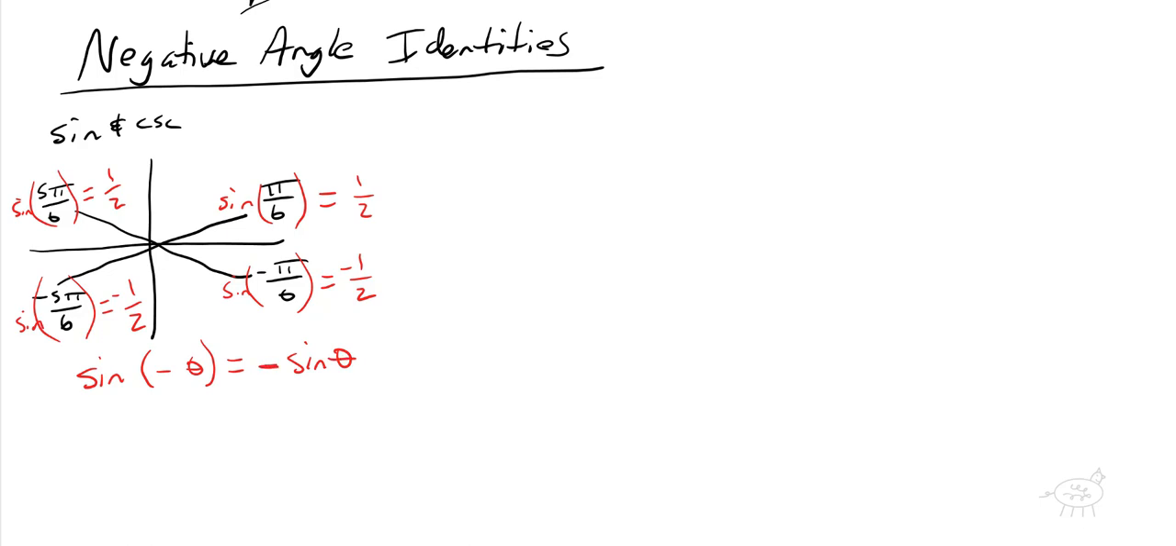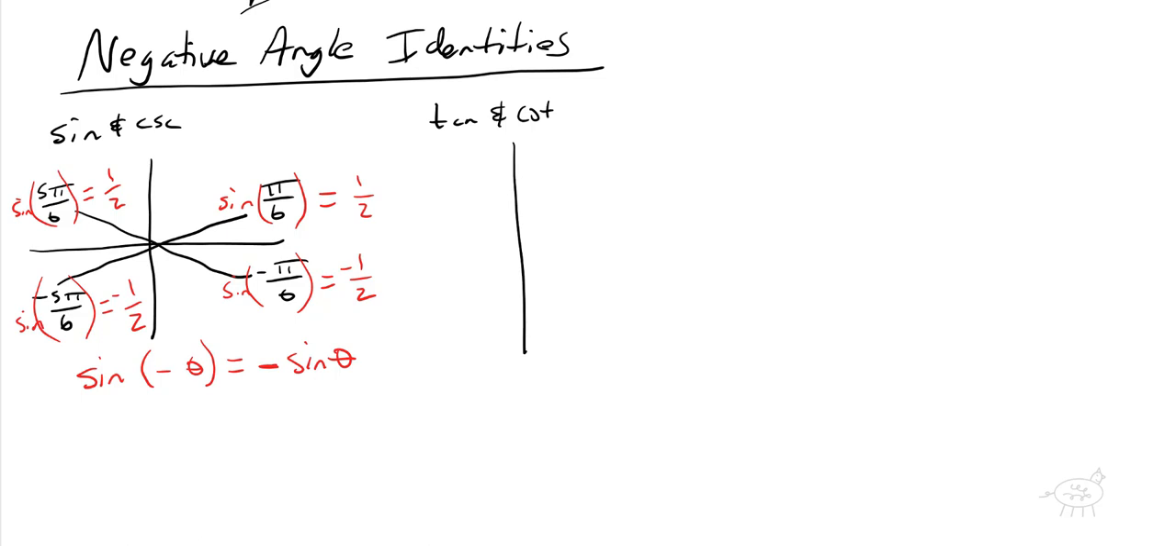Okay? So just as an example, if I said sine of negative pi over 6, do you agree that it's the same thing as sine of pi over 6, except it's a negative in front of it? Okay, so that's our first one. Of course, that's also with cosecant. Now let's do tangent next. So we have tangent and cotangent.